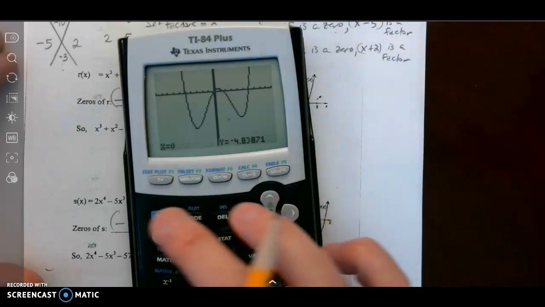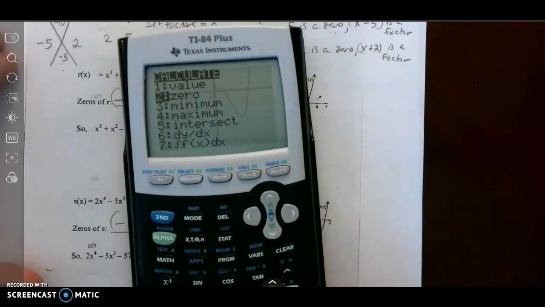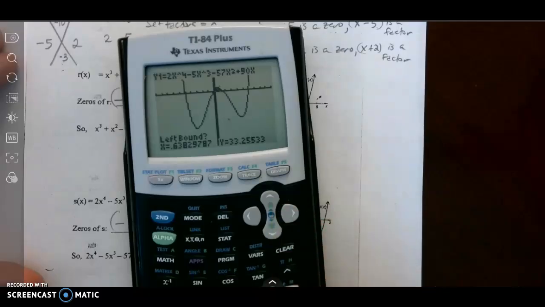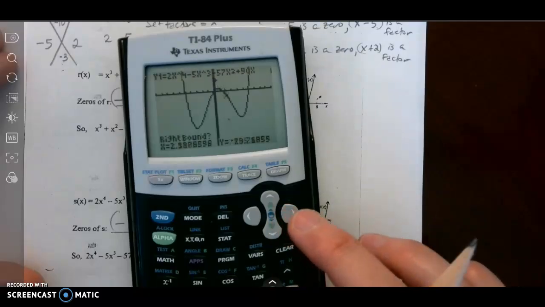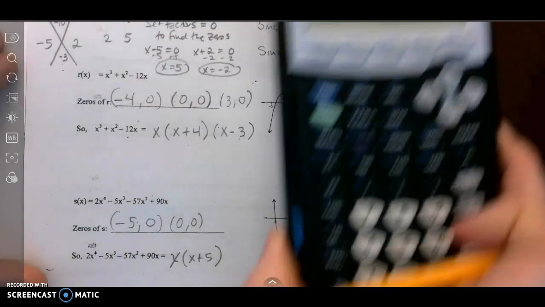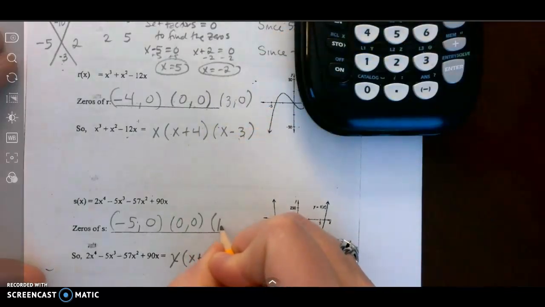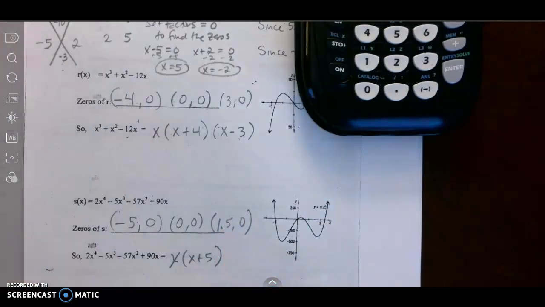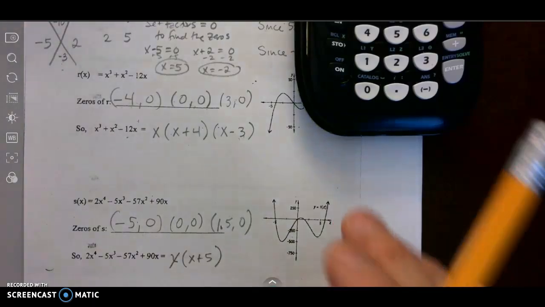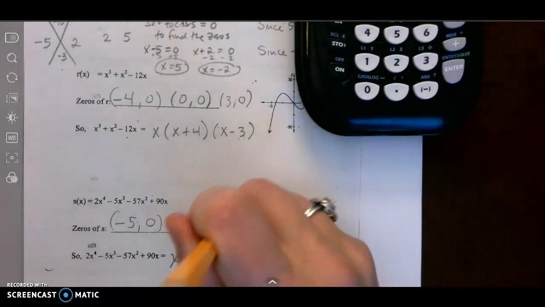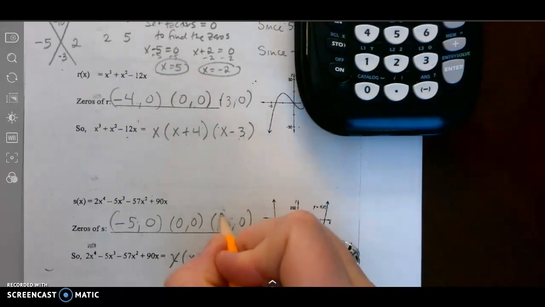Somehow I ended up, second trace, 0. Need to go left and above, right and below, and I get 1.5, 0. 1.5. I'll talk about that one. So 1.5, 0, I don't usually like to write my factors as x minus 1.5. So if I was to rewrite 1.5 as a fraction, wouldn't that be 3/2?